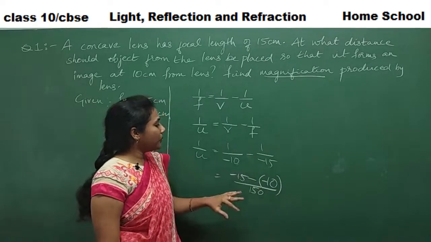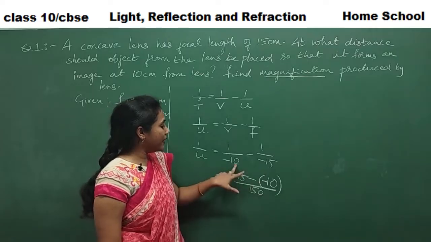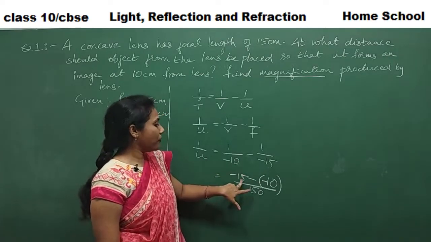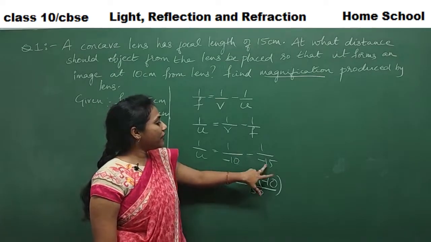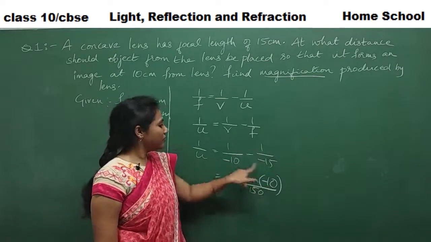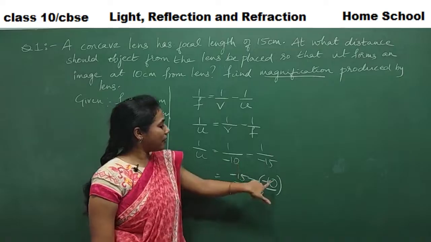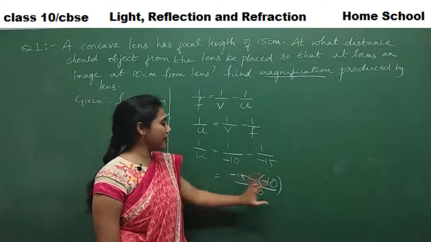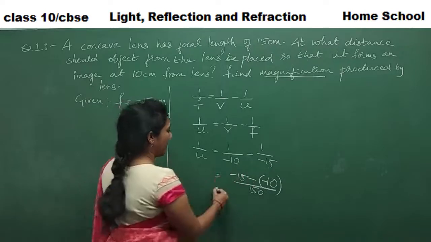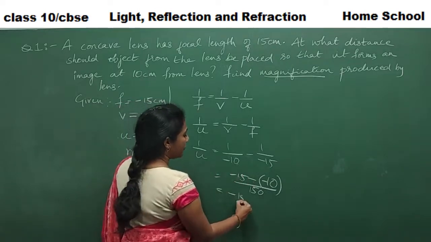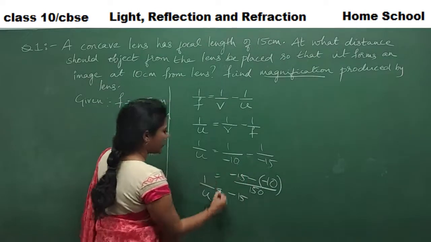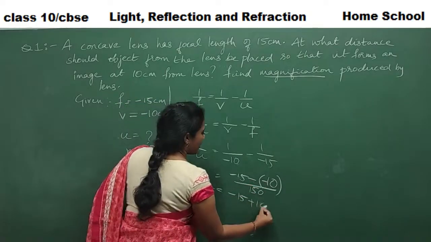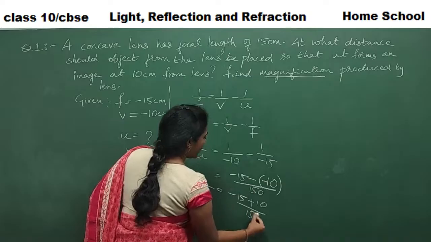Okay. Then in the numerator, write 150, right? 15 tens are 150. So 15 minus, and 15 tens are 150. Just this number is going here. This number is coming here. That's it. Careful with the sign. Okay. Fine. So minus 15. This is 1 by u is equal to minus 15 minus into minus plus divided by 150.